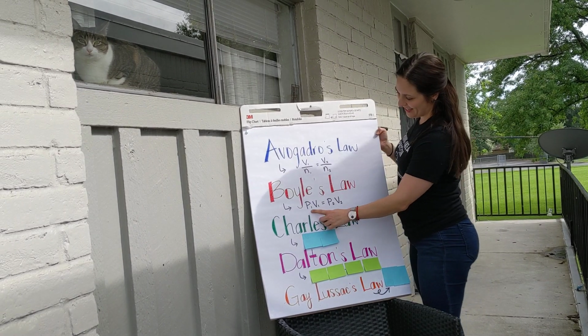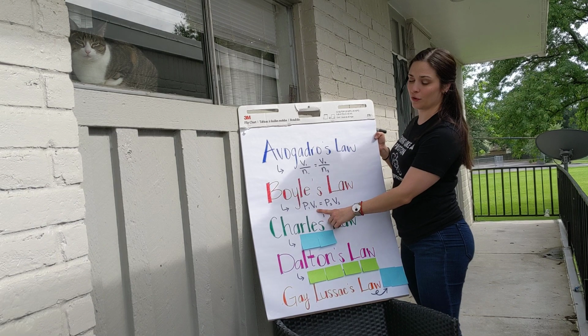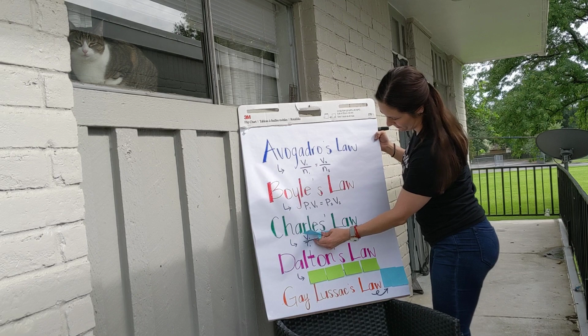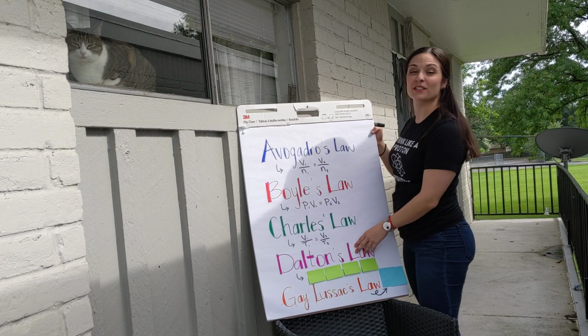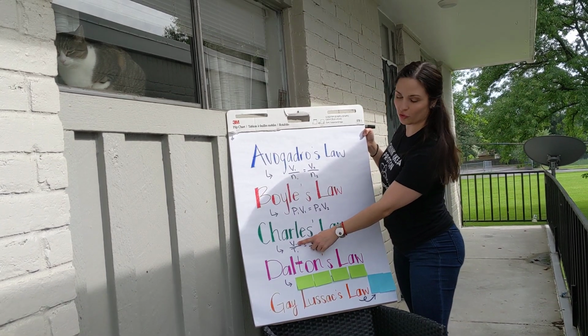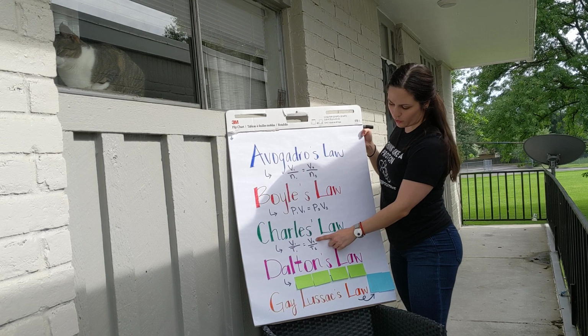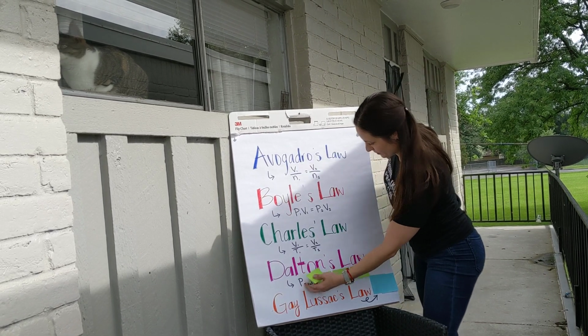Boyle's law is pressure and volume. So we see that the initial pressure multiplied by the initial volume equals the final pressure times the final volume. Next, we have Charles' law, which relates volume and temperature. So we have the initial volume divided by the initial temperature is equal to the final volume divided by the final temperature.